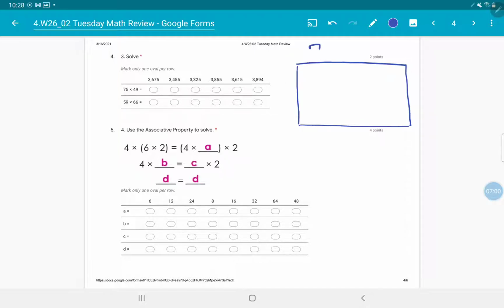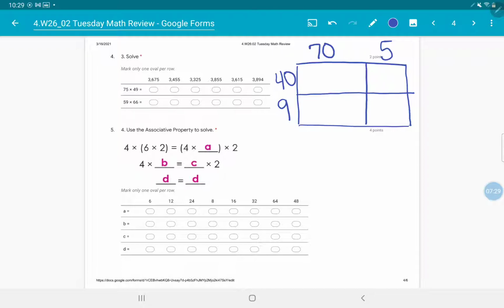Exactly. We're going to make our long side 75, so I'm breaking that into 70 and 5. If I add 70 plus 5 together, does that make 75? Yes. And 75 was one of my factors that I'm multiplying. And then on the short side, I'm going to make it 49, so I'm going to break it into 40 and 9. If I add those together, does that equal my other factor of 49?